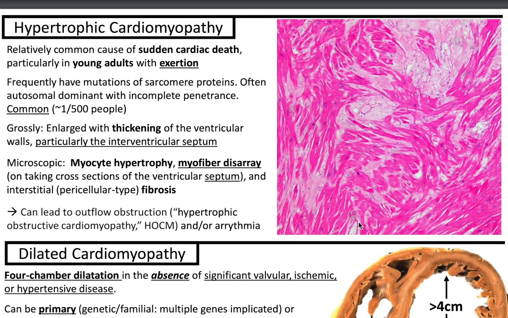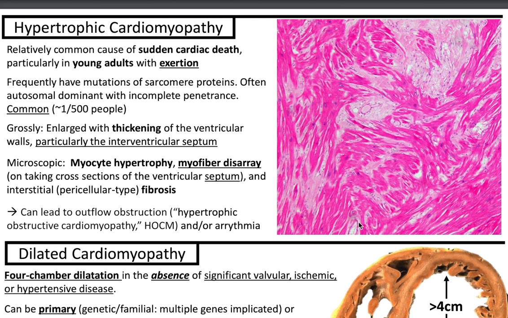Hypertrophic Cardiomyopathy. This is a relatively common cause of sudden cardiac death, particularly in young adults with exertion. Frequently have mutations of sarcomere proteins and often autosomal dominant with incomplete penetrance. It's common, approximately 1 out of 500 people.